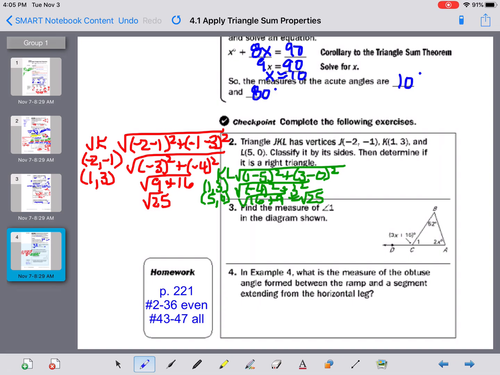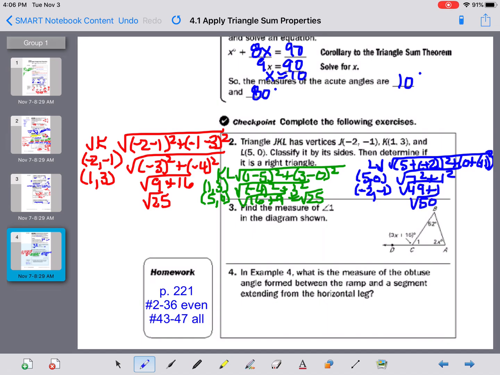All right, I did J to K, I did K to L, so now I have L to J. L was 5, 0, and J was -2, -1. Subtract those x's, 5 minus -2. And subtract those y's, 0 minus -1. 5 minus -2 becomes 7. 0 minus -1, minus a negative becomes positive. 7 squared is 49. 1 squared is 1. 49 and 1 makes square root of 50.